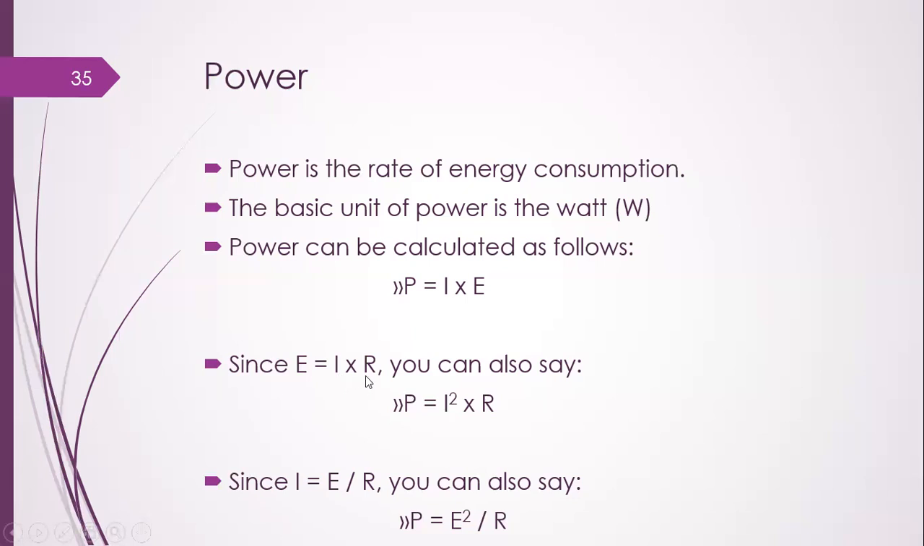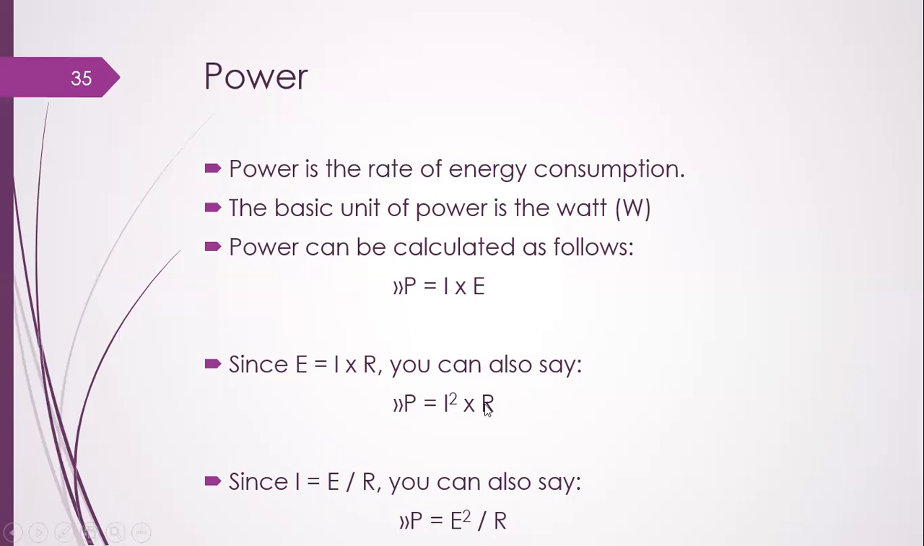Since E is equal to I into R, this is the second category. Rearranging the equation in terms of Ohm's law, this is Ohm's law, V is equal to IR. So we can also use the value of E in this equation, then it would be transformed to P is equal to I square into R. And if we arrange Ohm's law in terms of current, this was the arrangement of Ohm's law in terms of voltage, and in terms of current it would be transformed to I is equal to E upon R, or V upon R. Using this value, I is equal to E upon R, it will be transformed to P is equal to E square upon R.